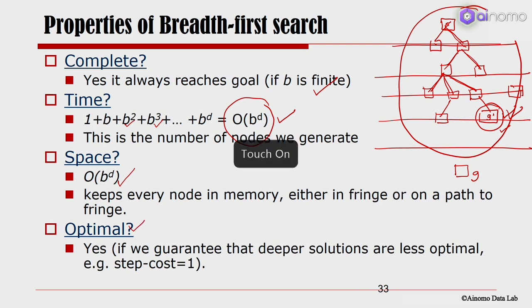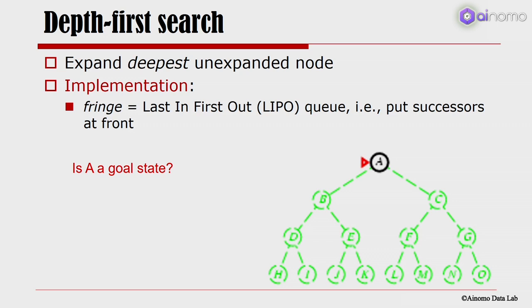Next we will look at depth first search. So you expand the deepest unexpanded node. That's the clue for depth first search. And as you may have realized by this time, the fringe that I am talking of is a last in first out queue. That is, you put successors at the front and those are what is expanded.